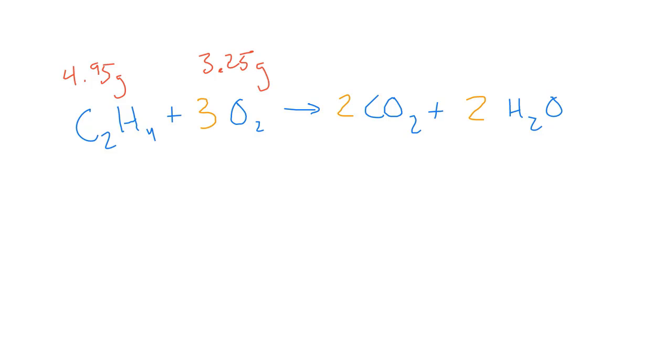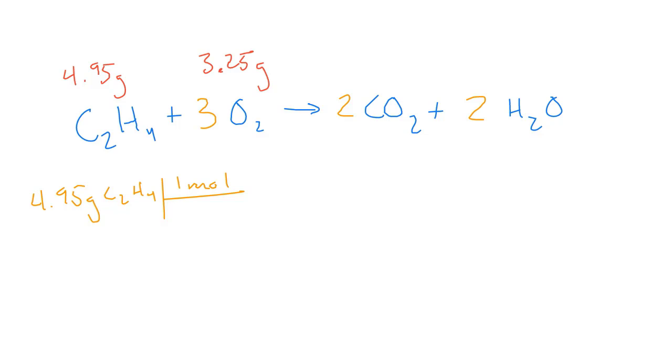So the way I like to figure out the limiting reactant, I'm going to go ahead and choose one of the reactants. Let's convert both of these guys to moles. That makes it easier. We have 4.95 grams of C2H4, 1 mole. So what's the molar mass here for C2H4?